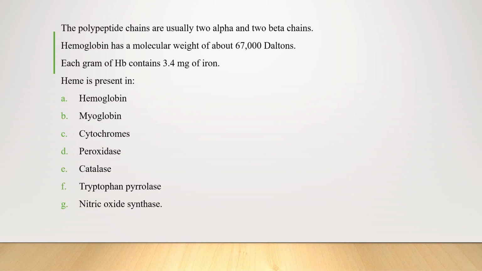Now, heme is not only present in hemoglobin, heme is also present in other compounds such as myoglobin, cytochromes, peroxidase, catalase, tryptophan pyrrolase, and nitric oxide synthase. The molecular weight of hemoglobin is about 67,000 Dalton, and each gram of hemoglobin contains 3.4 gram of iron. So iron is also present in hemoglobin. It is actually present inside the heme.